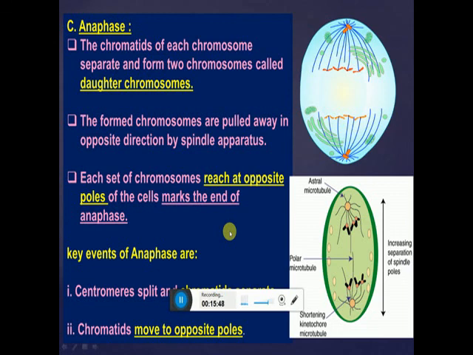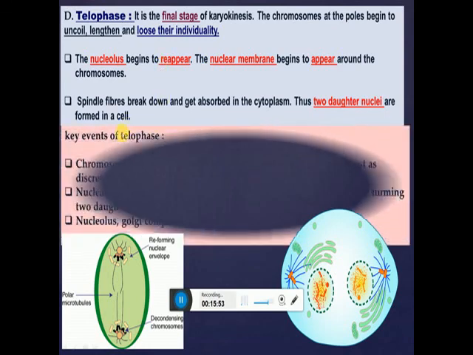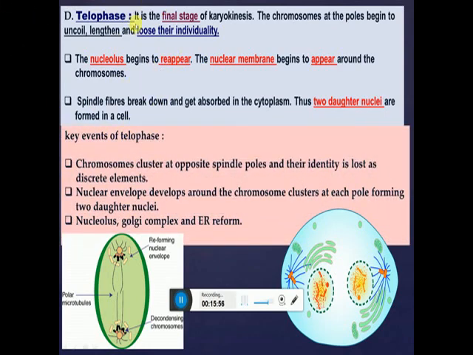So then the last one is the telophase. Telophase is the final stage of karyokinesis. The chromosomes at the poles begin to uncoil, lengthen and lose their individuality. These words are very important. Chromosomes at the opposite poles begin to uncoil. They become relaxed. They were short in the metaphase. They become uncoiled, lengthened and relaxed, and they lose their individuality. So they get mixed, in other words.